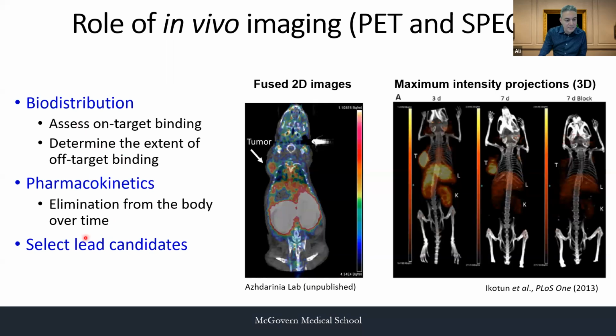And ultimately, what these allow us to do is to figure out, if we have a panel of compounds and we don't know which one's the best, this is how we can select the lead compound to move forward with. And you guys can appreciate this, whether you're looking at these fused 2D coronal slices of a PET and a CT, or whether you look at these awesome MIPs, maximum intensity projections, which give the 3D view. These are powerful imaging techniques, which give you a lot of information. So this is what I was used to.